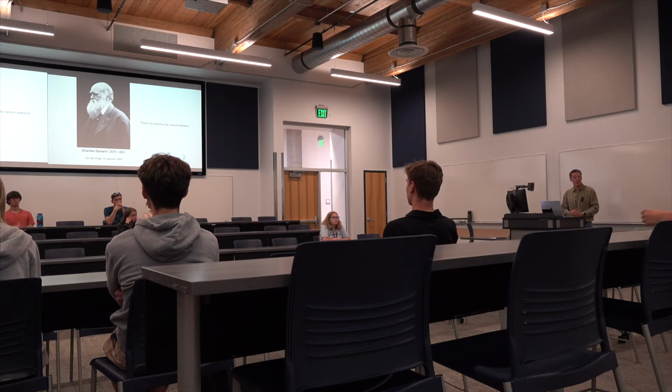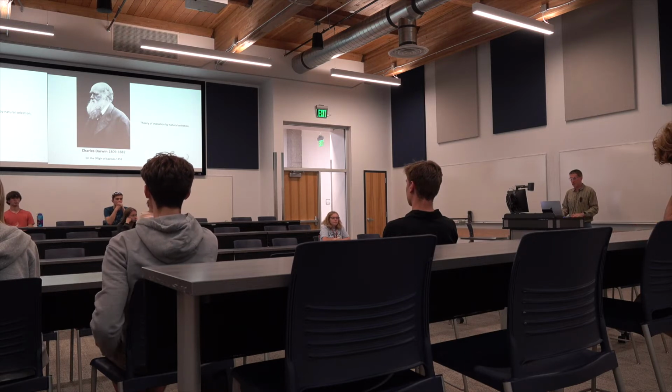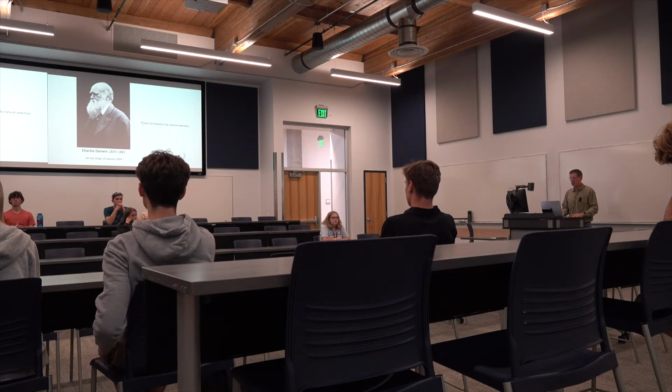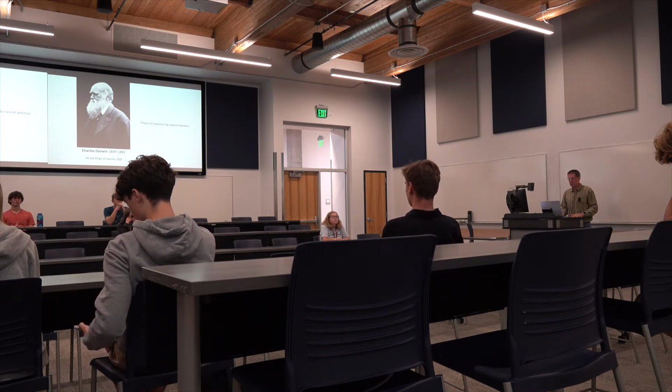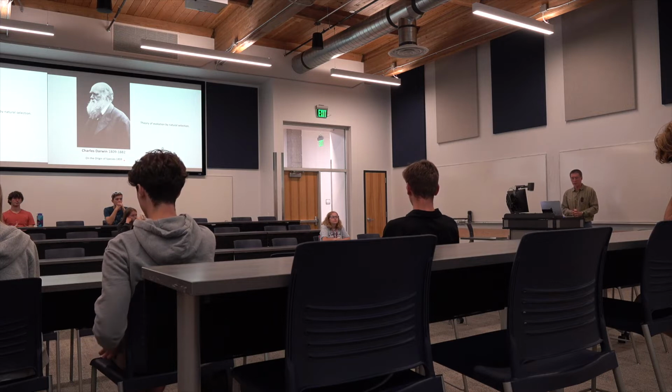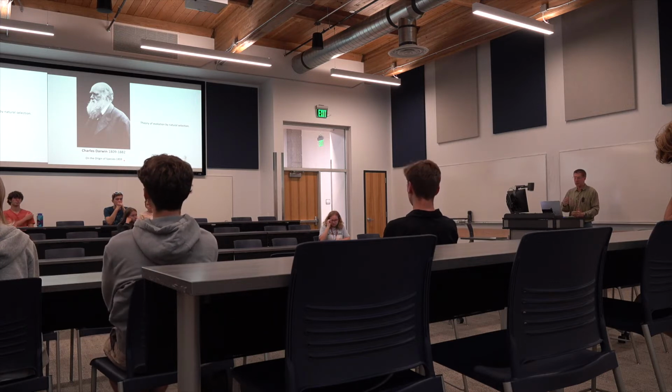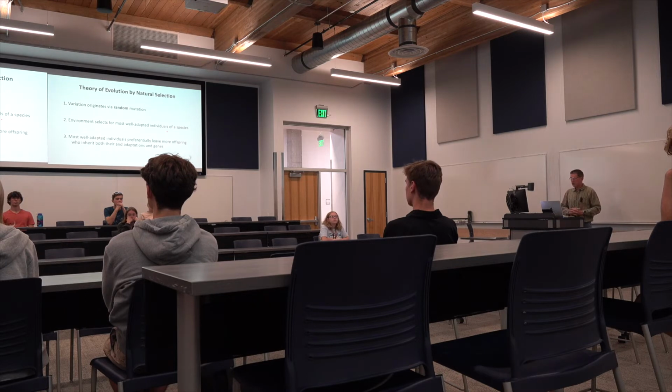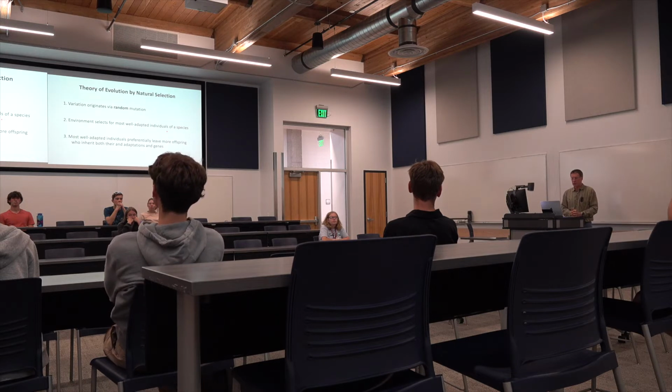The father of evolutionary theory, you all know, is Charles Darwin. He was alive from 1809 to 1882. He proposed the theory of evolution by natural selection. He wrote a book, On the Origin of Species, published in 1859, as well as several other books, but that was the big one that put forth the theory of evolution by natural selection. All right, so let's review this theory of evolution by natural selection.